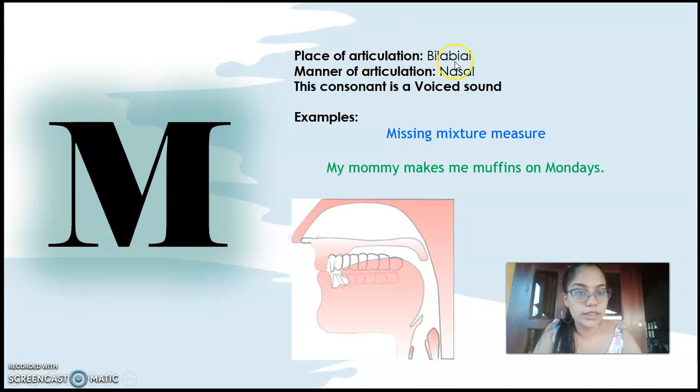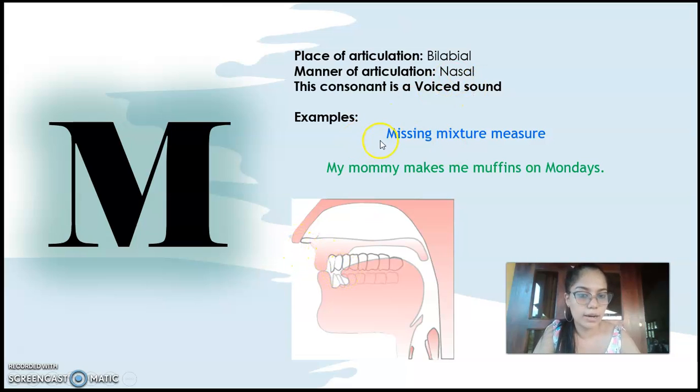Okay. The next one, the letter N. Here, the place of articulation is bilabial. That means that we use both lips to pronounce it. And the manner of articulation is nasal. That means that the air escapes through the nose, because air doesn't come out of the mouth, because there is complete closure somewhere within the mouth. In the picture, the lips are closed and the sound comes out from the nose.